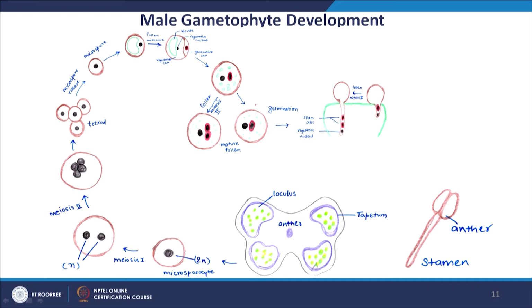Here there are 2 categories. In the first category, the generative nucleus undergoes mitosis 2 and generates 2 nuclei before pollination. But in the second case, it remains in this form, and when it gets attached to the stigma of the carpel, then this division takes place. But overall, because of these divisions, 2 sperm cells are generated.